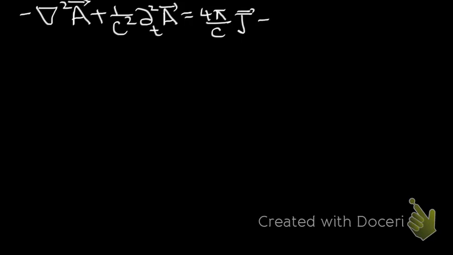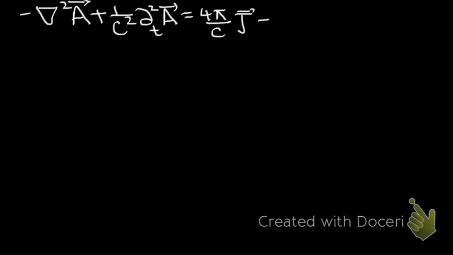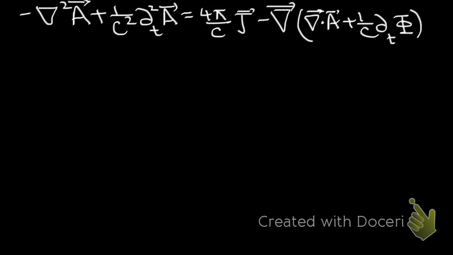Minus, now if you go back here, what we can do is take this, because again the partial time derivative and this gradient operator commute with each other, we can factor out this operator del, right? So let's do that. Minus del of del dot A, that is the divergence of A, plus 1 over c partial time derivative of my scalar potential phi. Right.